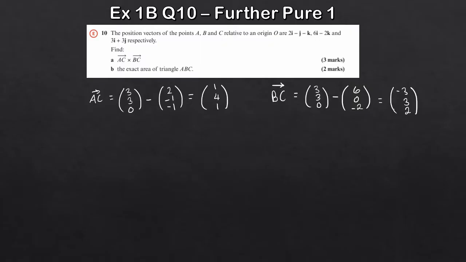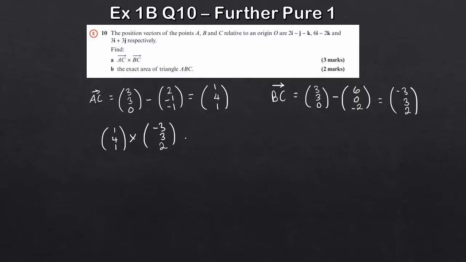Okay. So we've got the vector AC, we've got the vector BC, now we need to cross these vectors. So if you're unaware of how to cross two vectors, you actually know the method to do it. And the reason you know the method to do it is because it's a method that you need for the determinant of a 3 by 3 matrix. So if I'm going to cross these two vectors here, minus 3, 3 and 2.